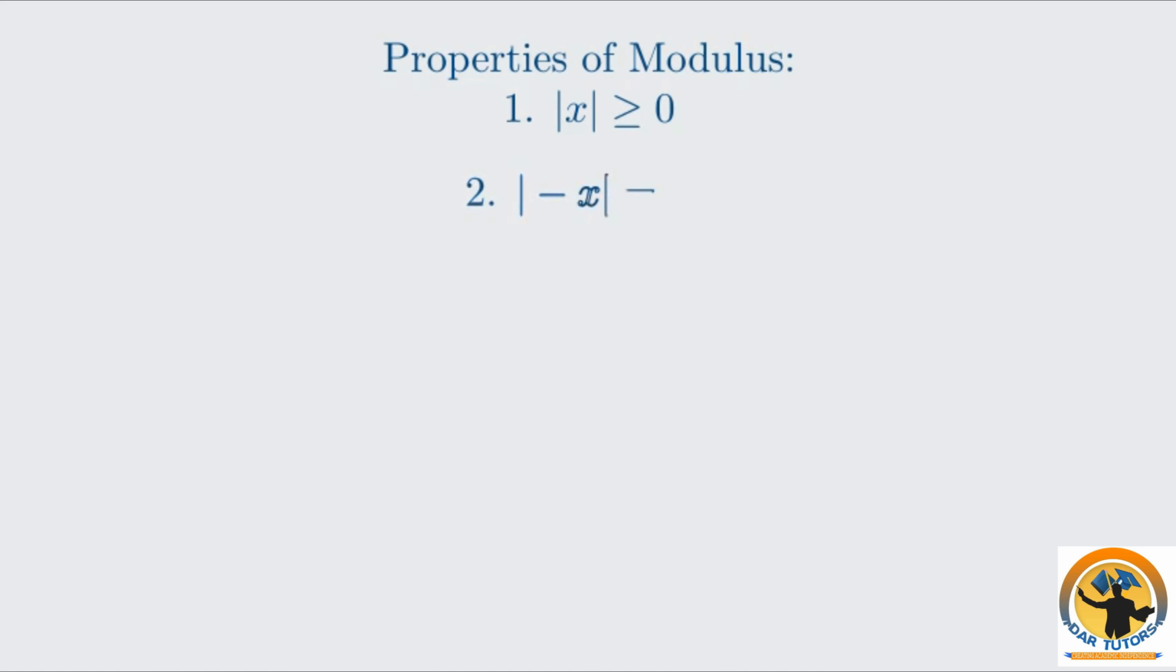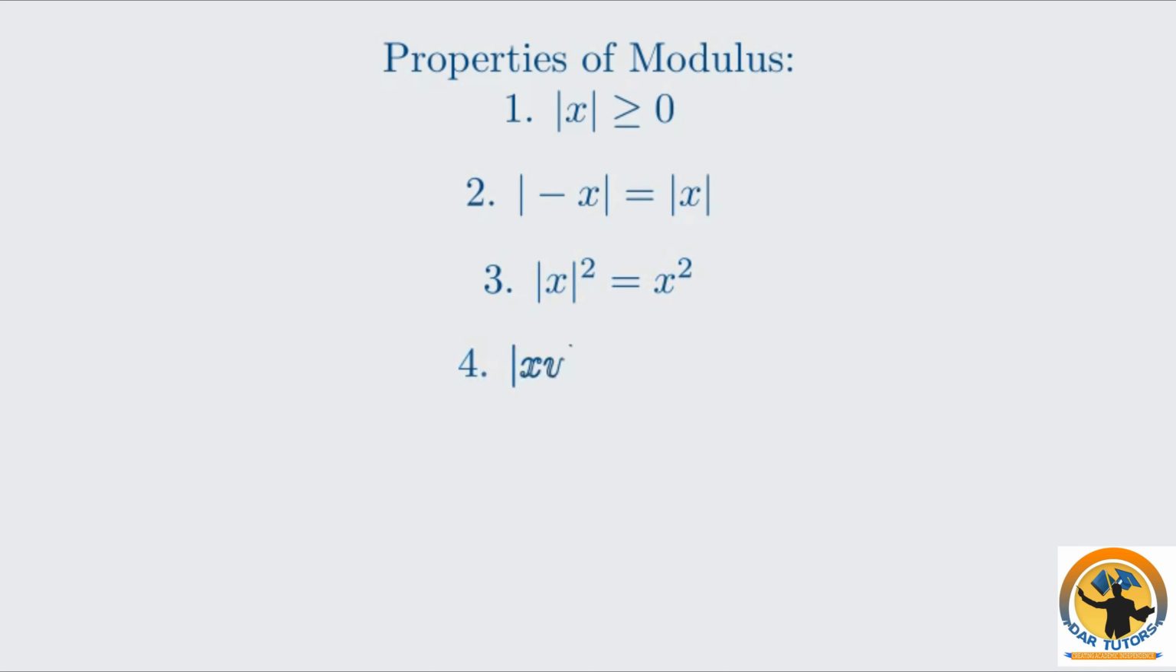Let's now look at some important properties of the modulus function. These properties are essential for solving equations and inequalities. First, the modulus of any number is always greater than or equal to 0. This is because it represents a distance. Second, the modulus of negative x is the same as the modulus of x. For example, the modulus of minus 5 is 5, and the modulus of 5 is also 5. Third, the square of the modulus of x is equal to the square of x. This is a direct consequence of the definition, the modulus of x equals the square root of x squared.